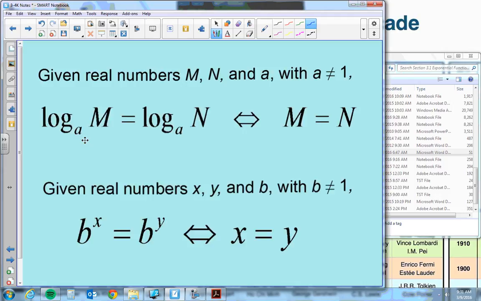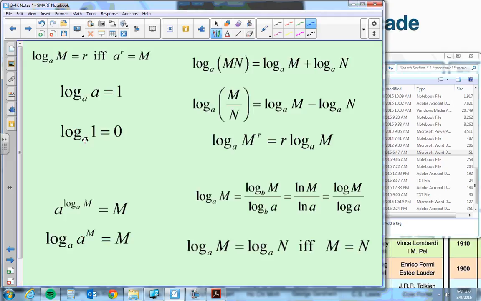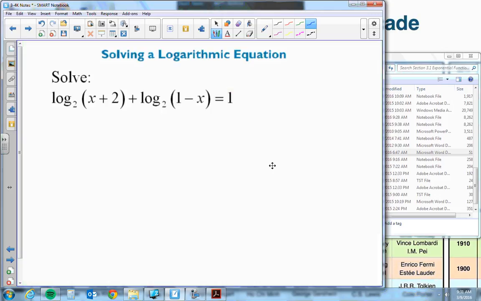Now, same properties, but now we're going to focus on the log version. There's all the other properties. On the top right, it has the big ones, the product rule, the quotient rule. The power rule allows you to take the power, move it out in front of the factor, right? Which one do I want to use on this problem? Product rule or quotient rule? Product, because there's a plus sign.